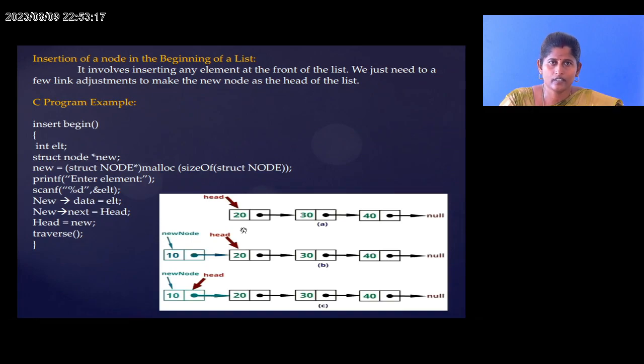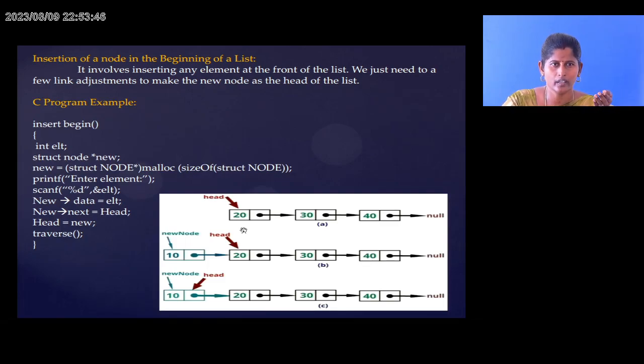Insertion at the beginning of the list. If you need to add a new node at the beginning of the list, suppose we have the list 20, 30, 40, A node, B node, C node. Adding at the beginning means we are going to insert a new node containing the number 10 before the head node, because now the head node is the 20 element, and we are going to add the new node before the head node.